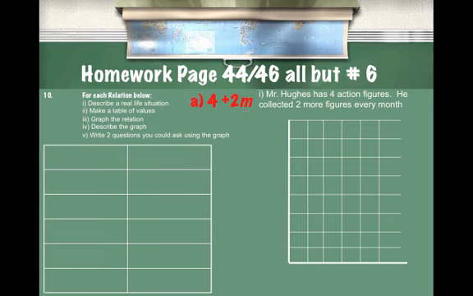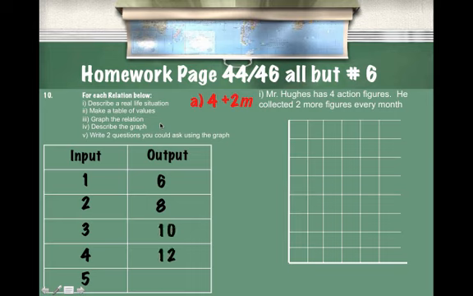So therefore, when I'm making the table for my next requirement, these represent the months. And the output, all I simply do is I replace each one of these inputs with m, and I'm left with the following outputs.